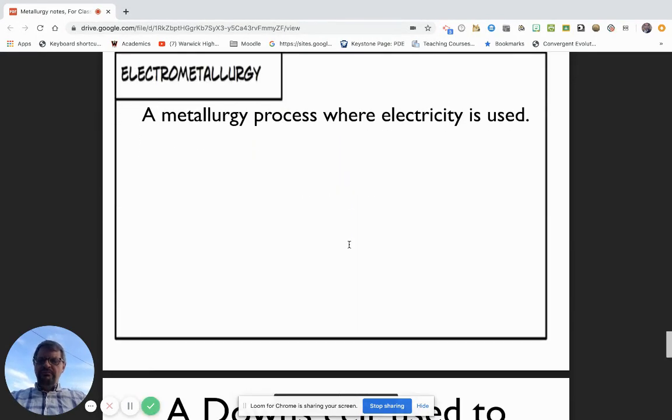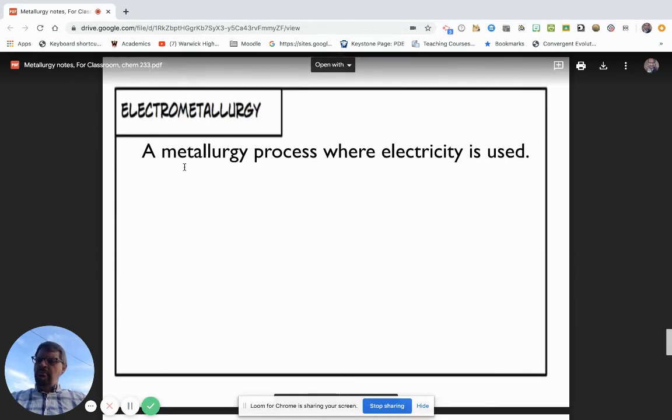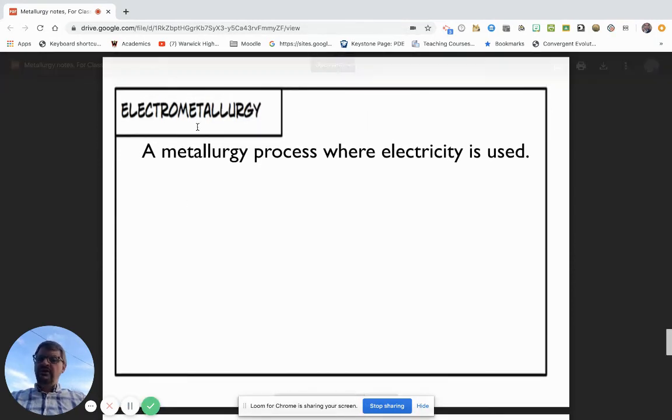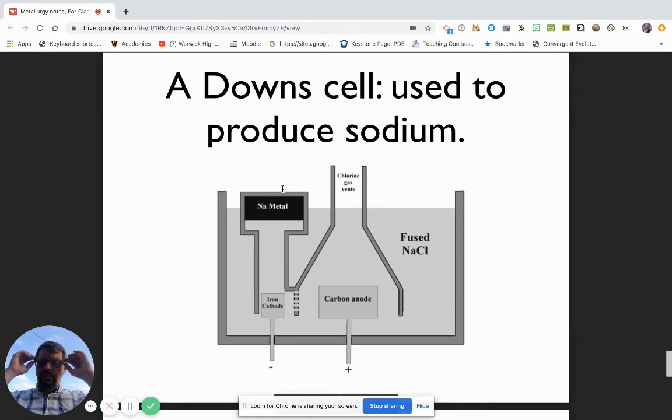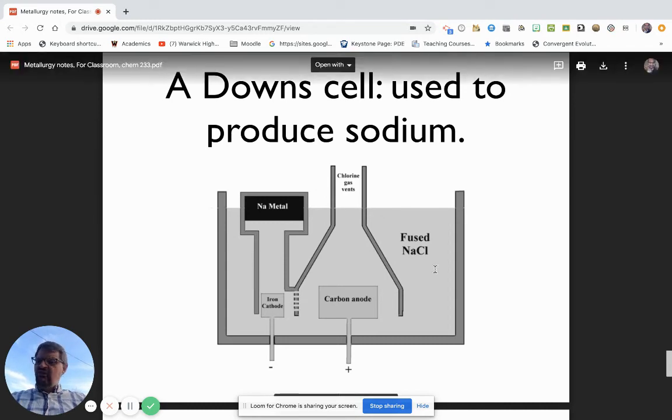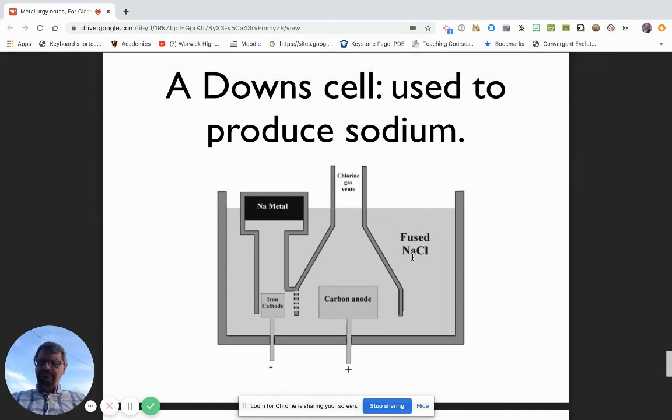One more method is known as electrometallurgy. Electro referring to electricity. Okay, as you can see there. Here's an example. You may remember a month or two ago in lab, we took sodium metal and put it in water, and we watched the reaction. Now, sodium metal pretty much never occurs in nature in its pure form. Usually it's part of a compound like NaCl, sodium chloride.